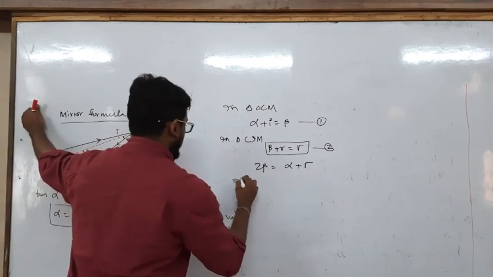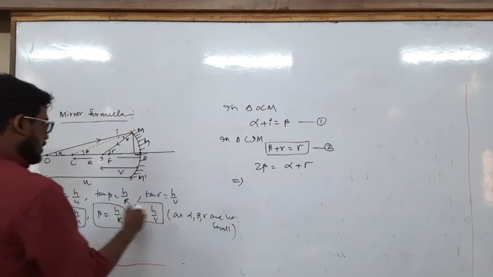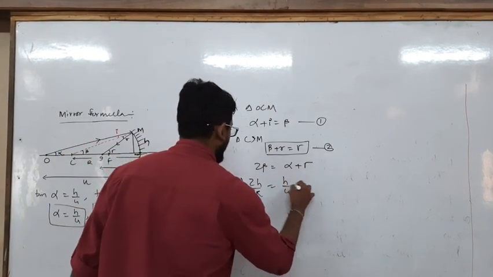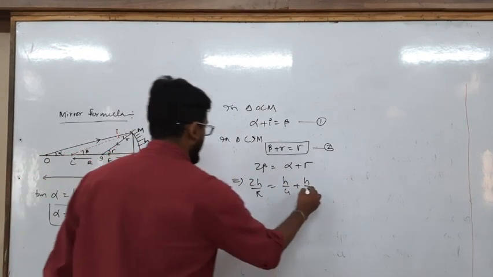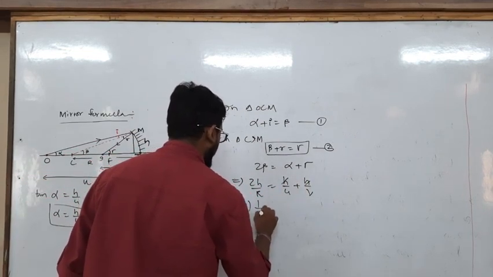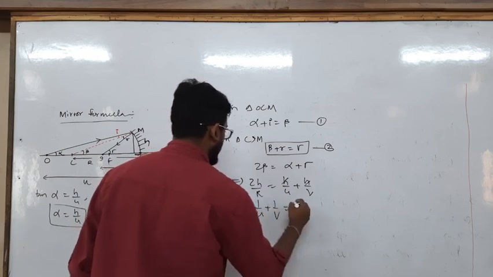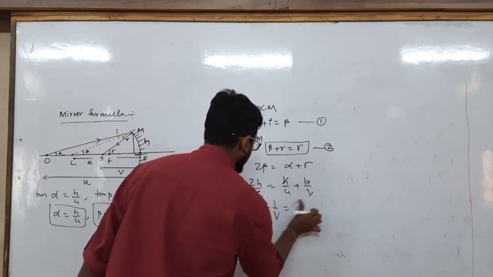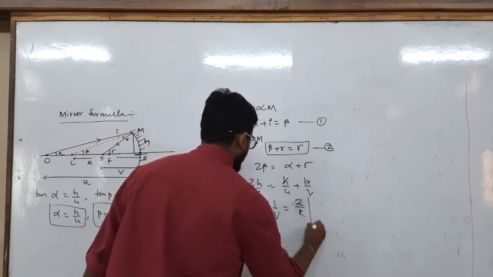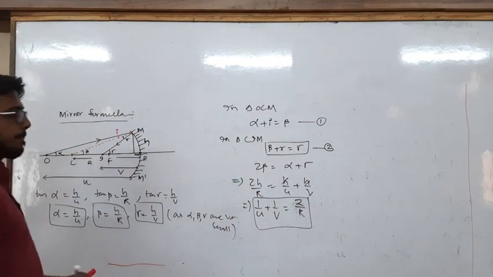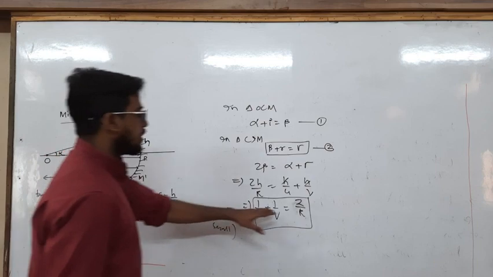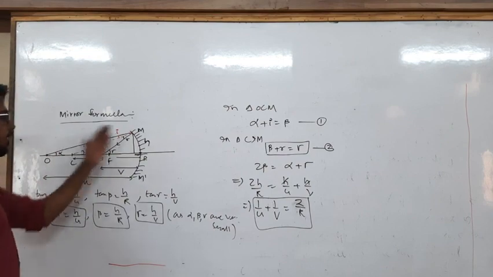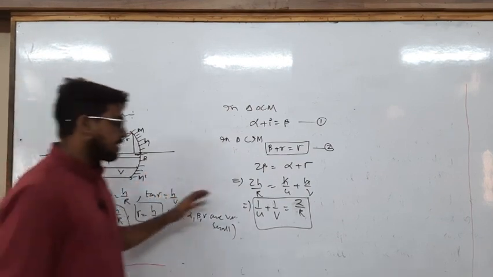So we can write beta equals H by R, so 2H by R equals alpha, H by U, plus H by V, gamma. So H will cancel, and this implies 1 by U plus 1 by V equals how much? 2 by R. Okay, clear? So this is the relation for the mirror formula, and 2 by R will be 1 by F. So this is the mirror formula for a concave mirror.